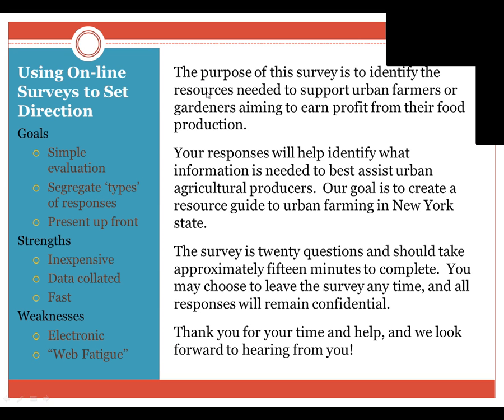Okay, so this is an example of an online survey that Anu put together. It's very simple. It's looking to really guide the program. Its strengths, as you can read to the left, are that they're cheap. So Qualtrics is free, and SurveyMonkey, I think I pay $150 a year for that. Data is collated for you at the click of a button, and it's fast, and it also can keep track of who hasn't completed the survey, and you can send out quick reminders.